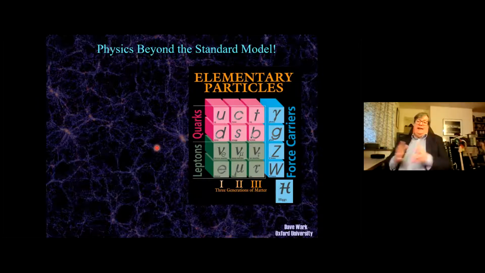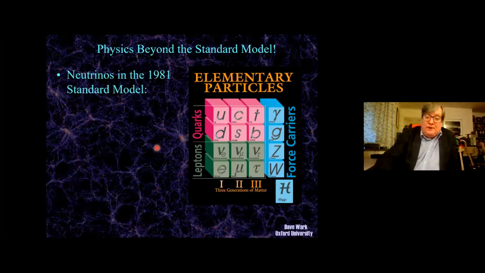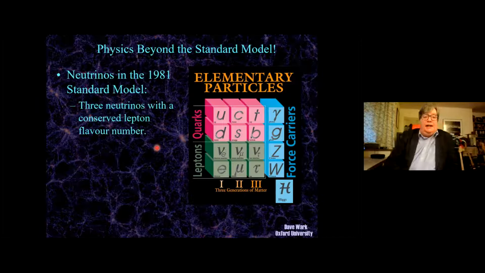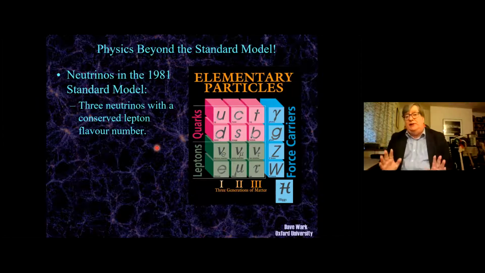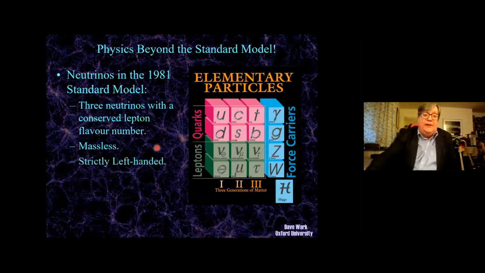And in 1981, when I was taught the standard model, the neutrinos had the following properties. They were considered to be 3 neutrinos with a distinct and conserved lepton flavor number, which meant an electron neutrino, a nu e, was always an electron neutrino and would always give rise to an electron if it interacted, and so on, nu mu, nu tau. They were strictly massless, and they were strictly left-handed.